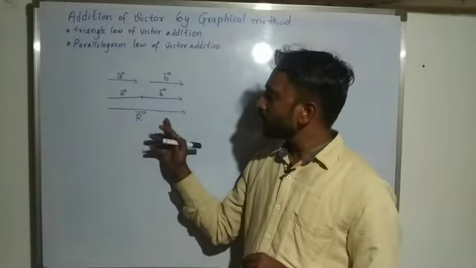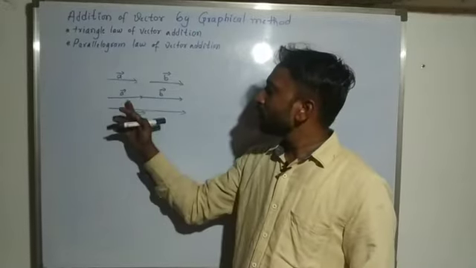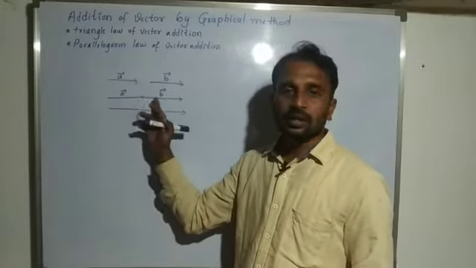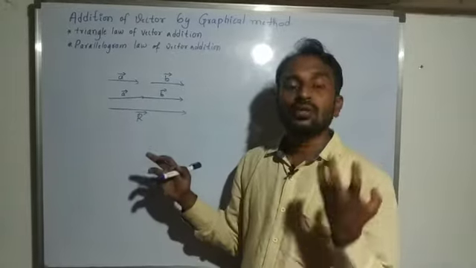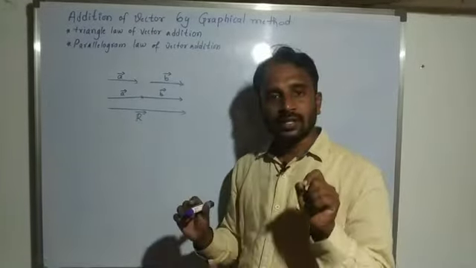This resultant vector gives an effect equal to the sum of these two vectors, the same amount of effect given by this resultant vector.